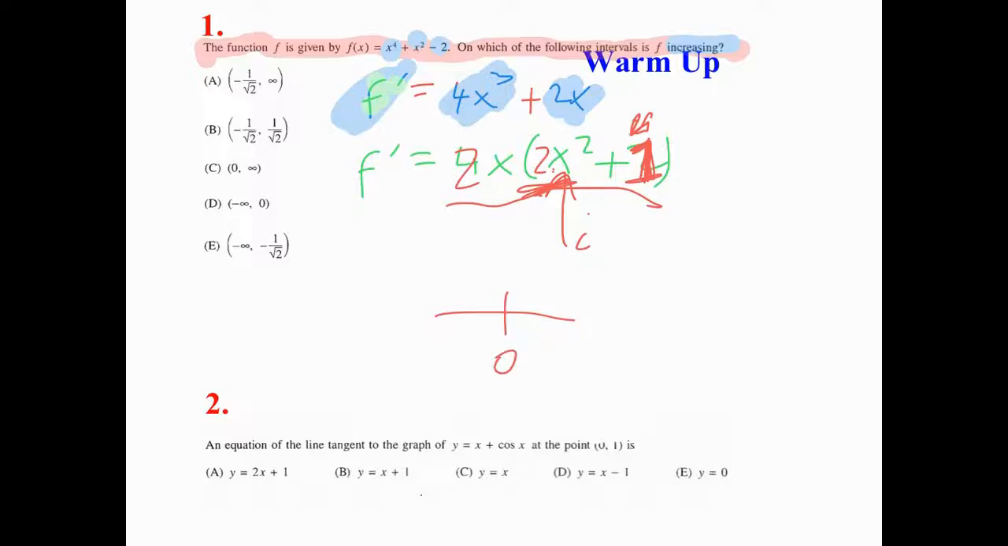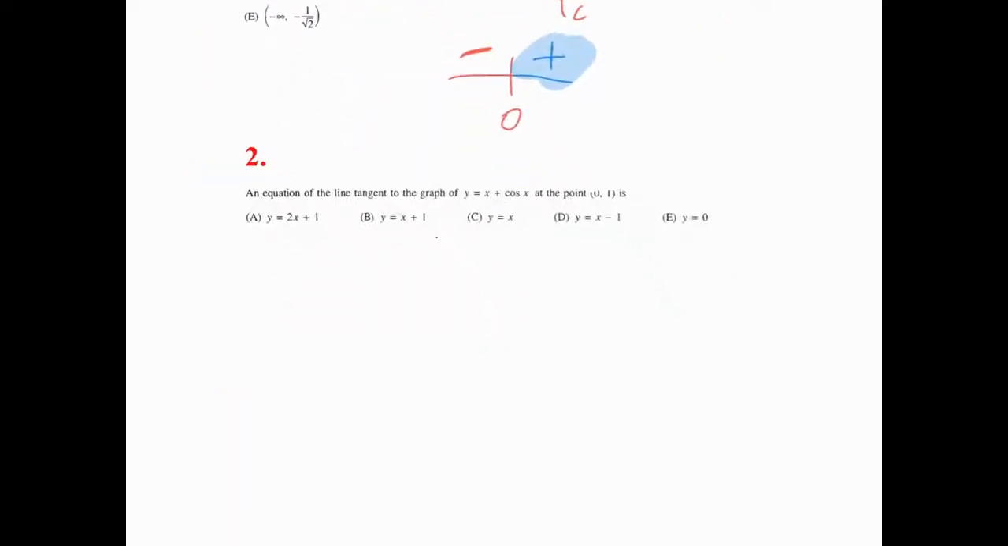If I plug in a negative number in there, this would be negative, and this would just remain positive, so this entire thing would be negative. If I put a positive number in here, then this would be positive, and this, of course, would be positive, so that would be positive. So on which interval is f increasing? It will be increasing from 0 to infinity, not including 0 or infinity. Alrighty, that would be the answer, C. Let's move on to the next thing.